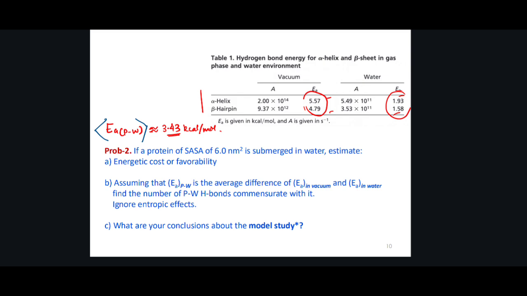5.57 minus 1.93 was some 3.74, and 4.79 minus 1.58 was 3.29. Just average your alpha helix and your beta sheet. You get roughly 3.425, which is 3.4. Got it? Strictly speaking, this is 3.425.